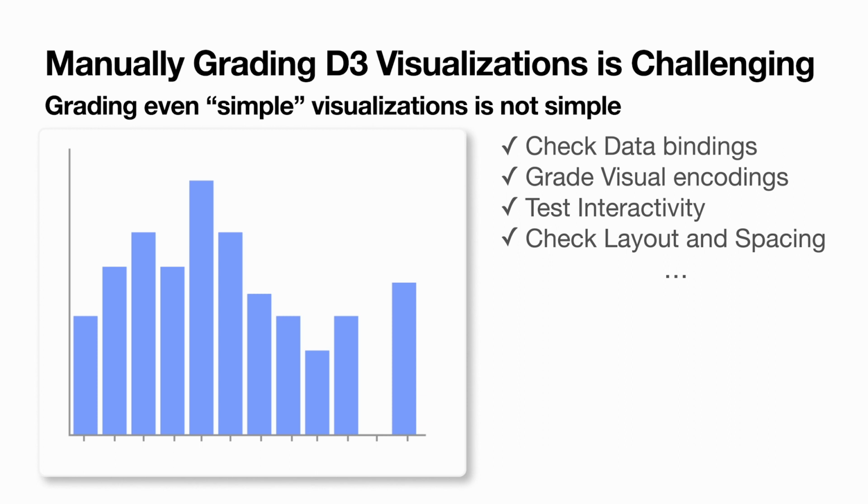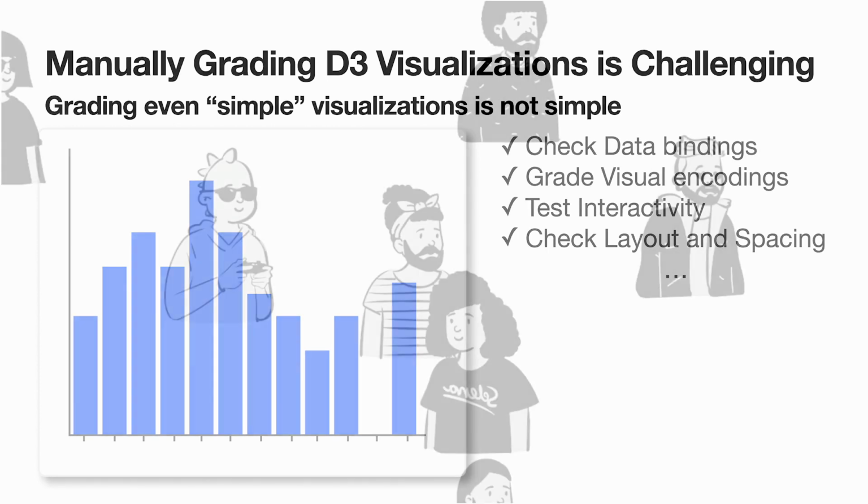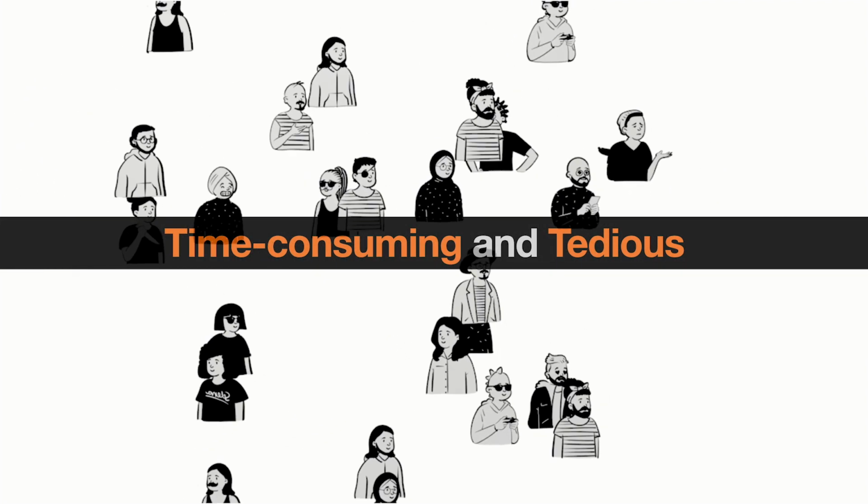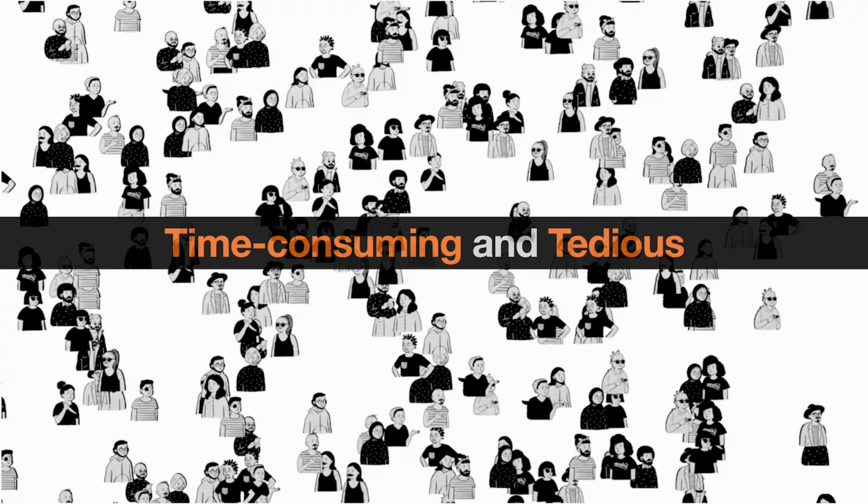Manually grading D3 visualizations is a challenging endeavor, and especially difficult for large classes with hundreds of students. Even for a simpler bar plot visualization, manually grading it requires a combination of interactive, quantitative, and qualitative evaluation, with tasks such as verifying the correctness of data bindings and visual encodings, testing interactive elements, and determining if a visualization's overall layout and spacing is appropriate. For a large class with hundreds or thousands of students, such manual grading becomes extremely tedious and time-consuming.